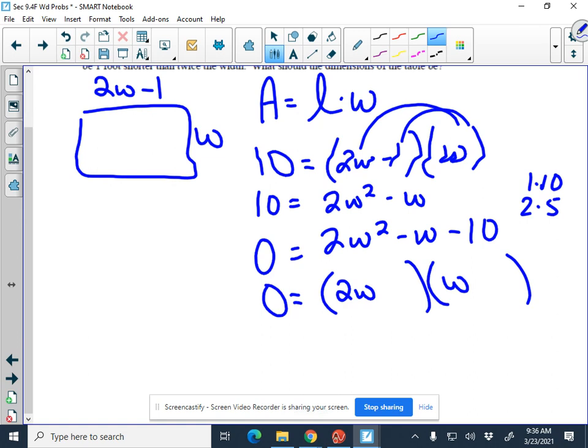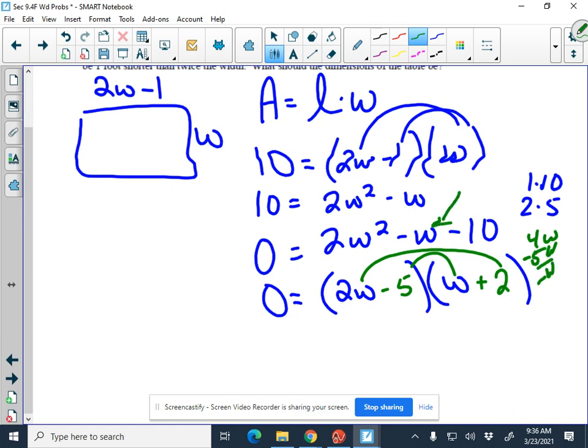The trick is always what you put in certain places. Whatever I put here gets multiplied by 2. I'm going to put the 2 there. I'm going to make it positive. I'm going to put the 5 here. I'm going to make it negative. 2 times 2 is 4W. Negative 5 times W is negative 5W. If I put those together, it's negative W. That's what I wanted. Now, it might take you a little longer to get that.